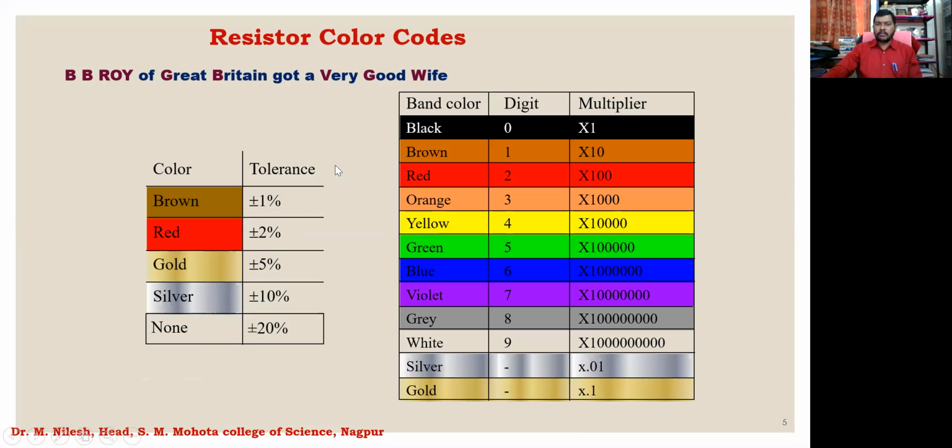BROY of Great Britain got a very good wife, and that is the color code that we are having: black, brown, red, orange, yellow, green, blue, violet, gray, white, silver, and gold. These are the four bands, which give you the tolerance. The tolerance can be calculated here, like so: brown, red, gold, silver, none. So if there are these five bands, accordingly their tolerances are given over there.